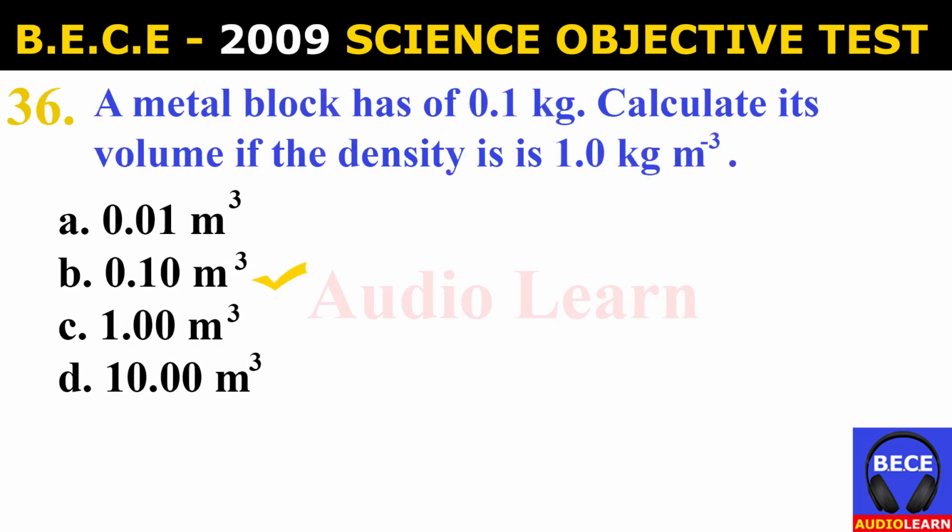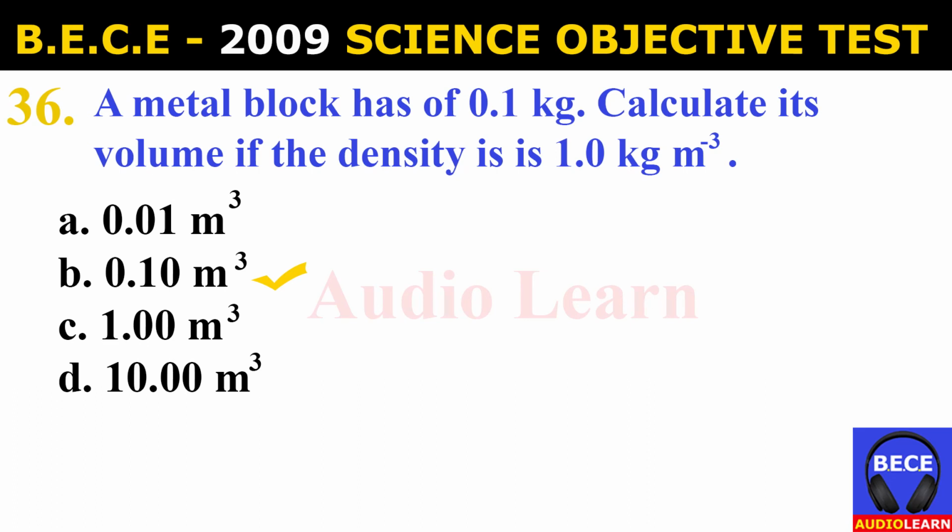Number 36. A metal block has a mass of 0.1 kg. Calculate its volume if the density is 1.0 kg m^-3. A. 0.01 m³. B. 0.10 m³. C. 1.00 m³. D. 10.00 m³. And the answer is B. 0.10 m³.